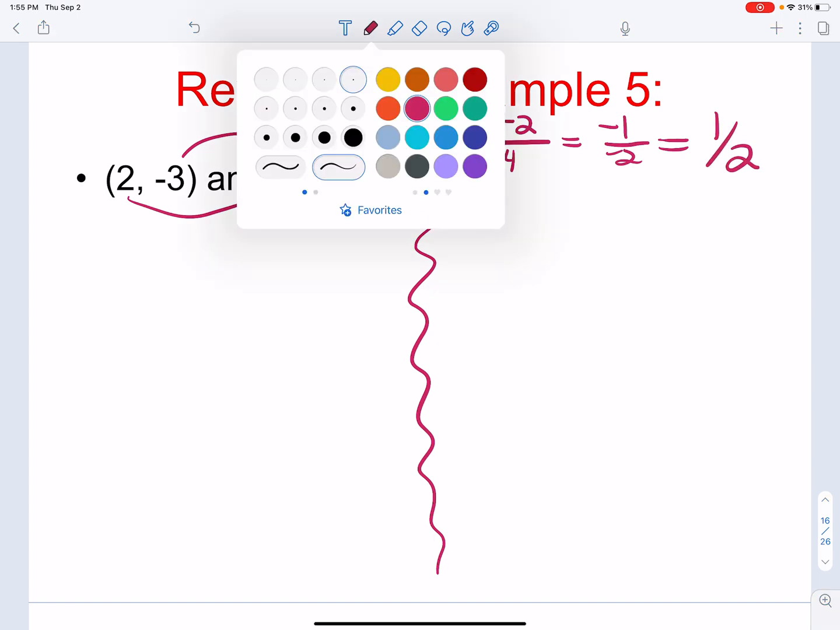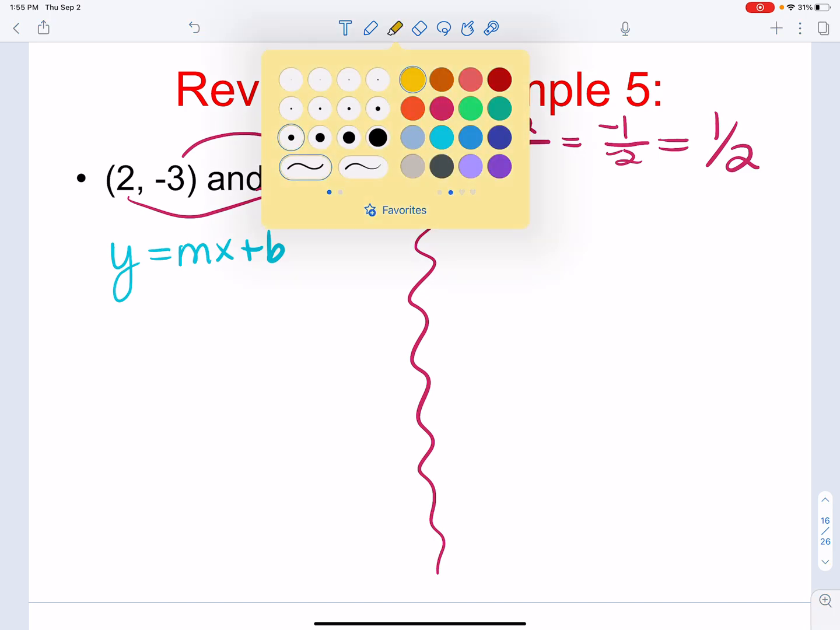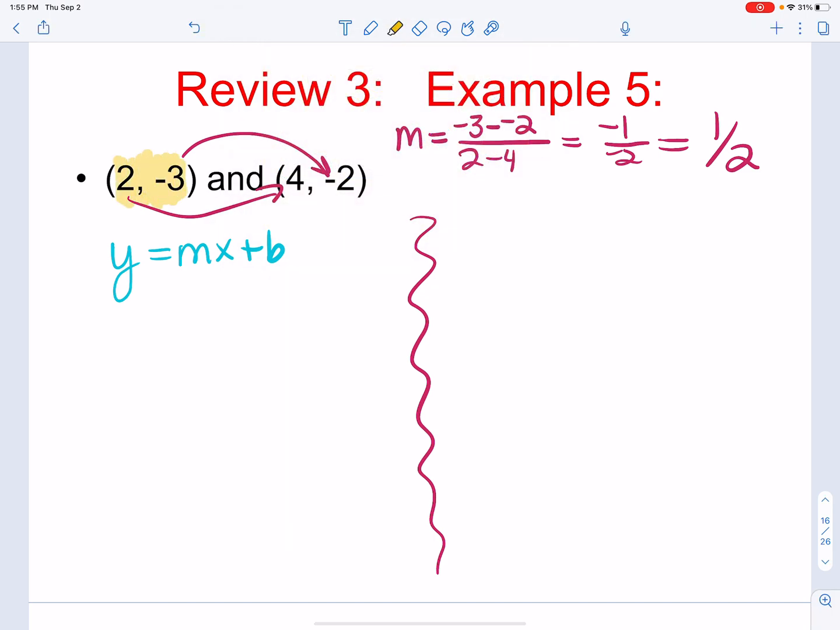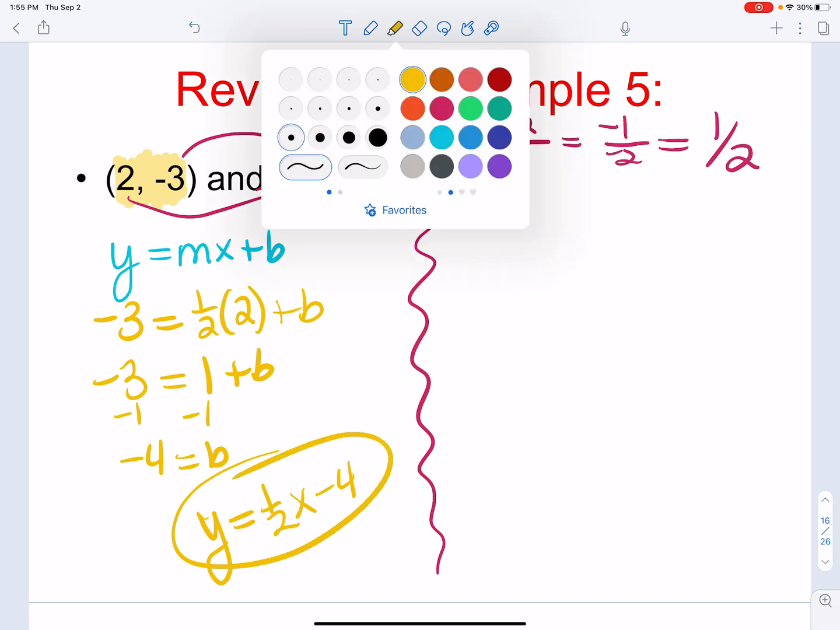So there's two ways to write the equation of the line. You have y equals mx plus b, and you can pick a point, either point. I don't care which point, so I'm going to pick this point, and I'm going to do the problem with that. So I would do y equals mx plus b. So half of 2 is 1. And then I would minus 1, and my b is a negative 4. So I'm going to say y equals 1/2 x minus 4. That's my answer.